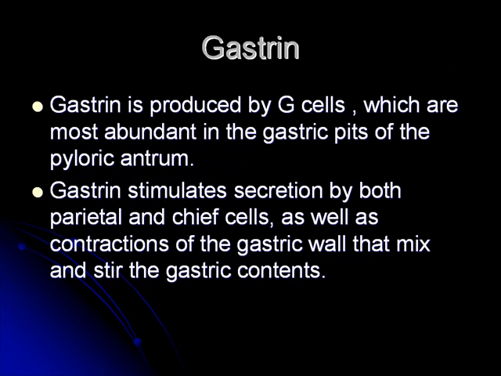Gastrin is produced by G cells, which are most abundant in the gastric pits of the pyloric antrum. Gastrin stimulates secretion by both parietal and chief cells, as well as contraction of the gastric wall that mix and stir gastric contents.